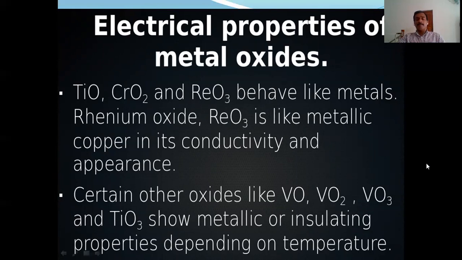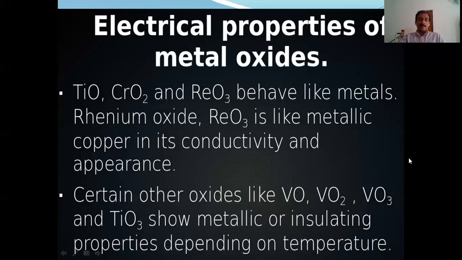In the case of metal oxides, they also have some metallic properties, that means electrical conductance. They are also showing electrical conductance. Here you can see the examples of some metal oxides: titanium oxide, chromium dioxide, and rhenium trioxide. These 3 oxides behave like metals. If you consider rhenium oxide ReO3, that is behaving like copper in its conductance and appearance. Its appearance is like copper, and its conductance is also very close to the conductance of copper.